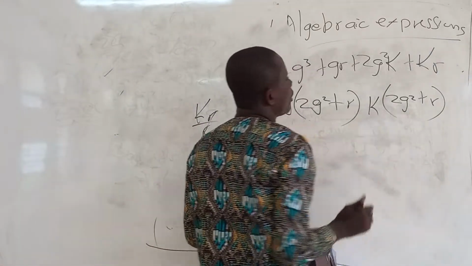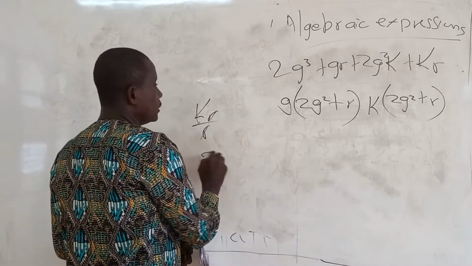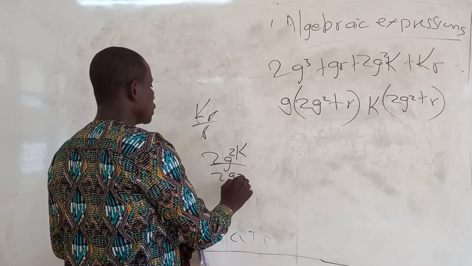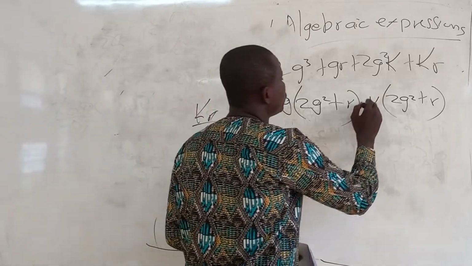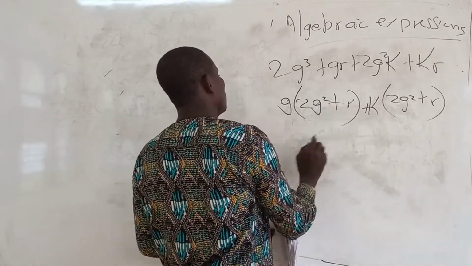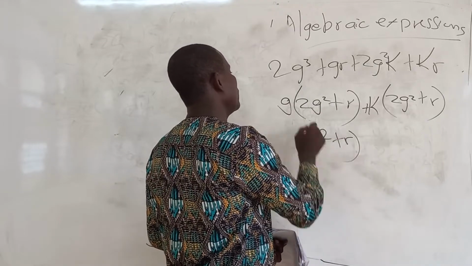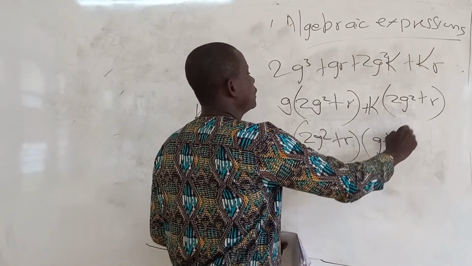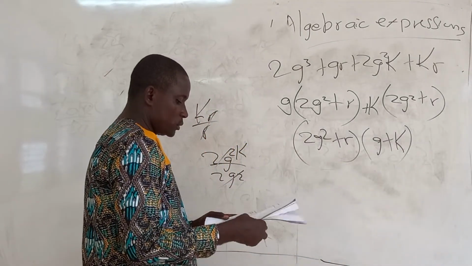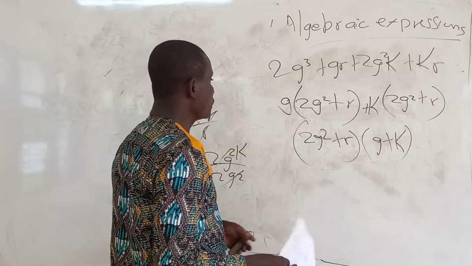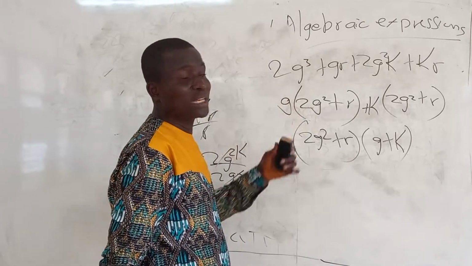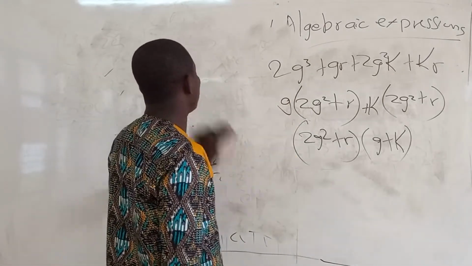That will be K here. Or I can say 2G square K over 2G square. This one has, and still we get our K here, positive K. Okay. So here, the common factor in the bracket is what? 2G square plus R in bracket, then G plus K. And that's all. Exactly. So this and more are the factorization of what? The algebraic expressions.